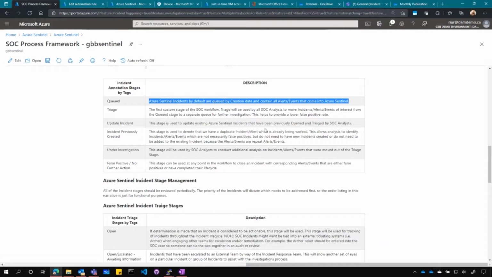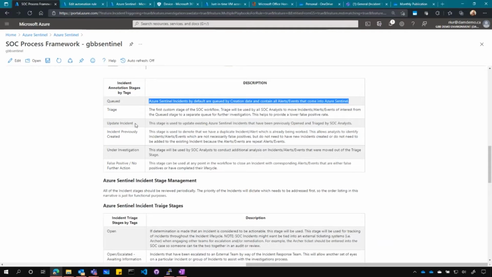Now, you may have different stages. You may have a different way that you want to apply annotation. Let's say you have processes in place today. This is completely customizable. Remember in our previous videos, you can come in and make any additions that you want into this workbook and into this section, right? You can change out the wording, the nomenclature. If you don't want to use the words queued or triage or update incidents, you can certainly change to the type of nomenclature that your business snaps to.